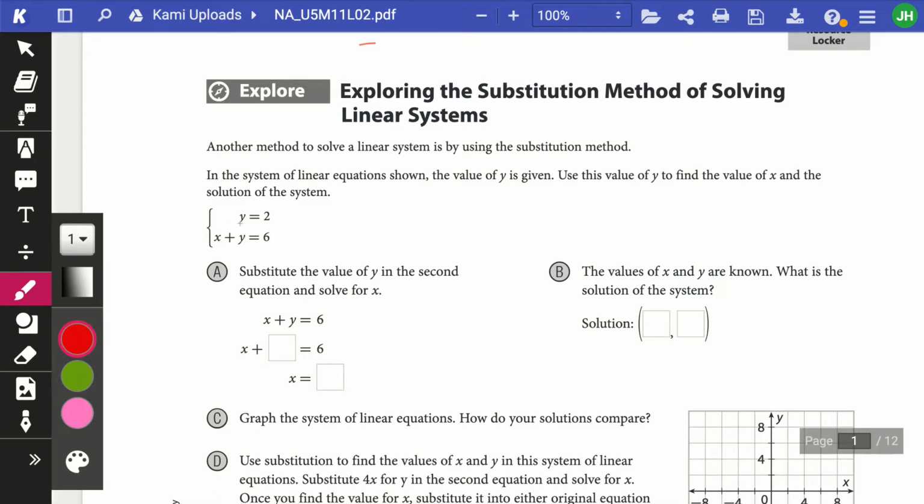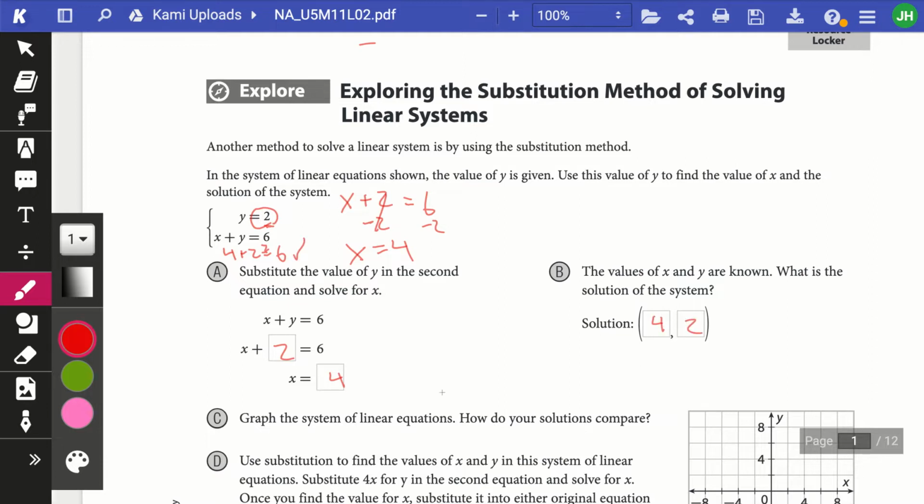This one's already been solved. It says y equals 2. So if y equals 2, we're going to take that into the next one, and instead of writing a y, we're going to write what it equals. So x plus 2 equals 6. Then we're going to use algebra, properties of equality, x equals 4, right? So our solution should be 4, 2. Let's check. Does 4 plus 2 equal 6? Yes, it does. So this is 4, 2.